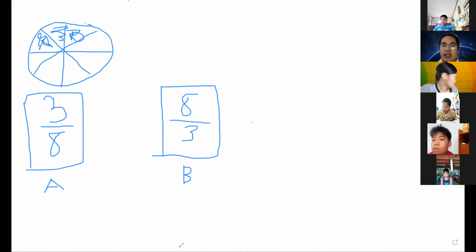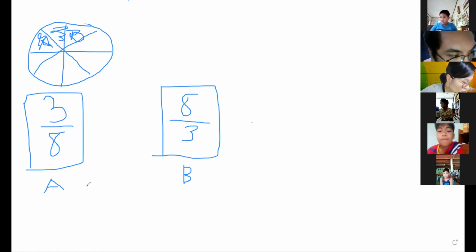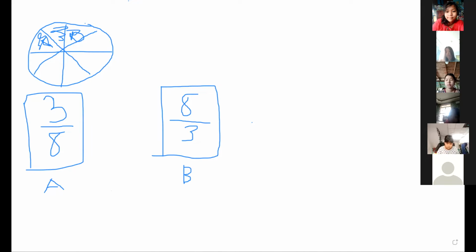Do you think which fraction here is not the real fraction? Not real. Again, B. B is not okay. Thank you, Kan. You will receive later a point. I'm going to tell you about your points.